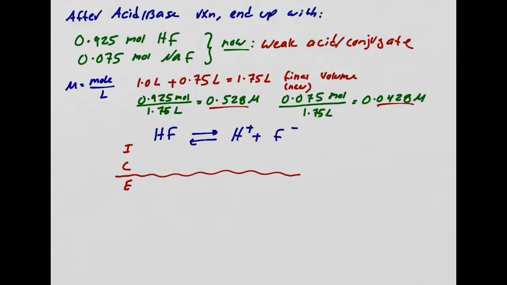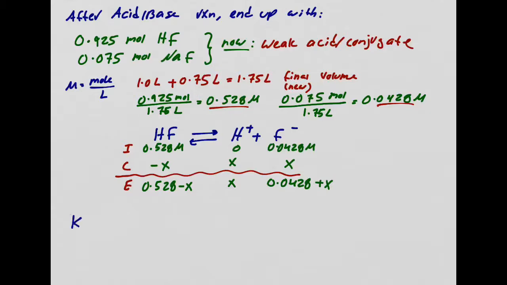Okay, what is my initial? I know my initial concentration will be 0.528 molar of HF, and I have 0.0428 molar of F minus. Okay, are we good so far? All right, now the change is going to be minus x, and plus x. At equilibrium, 0.528 minus x, this is my x, and this is 0.0428 plus x.